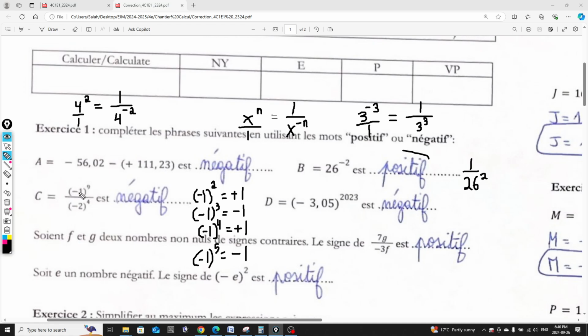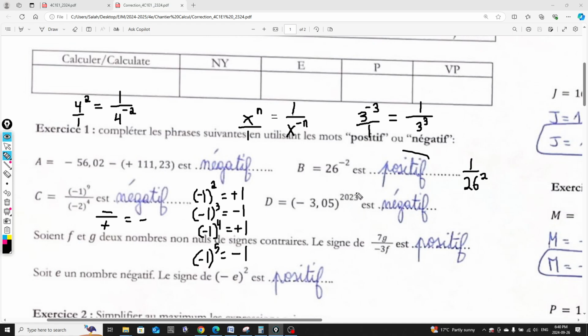So when I take a look at this one, this is negative 1 to the power of 9. 9 is an odd number. So that means that it comes out to a negative. Now this is negative 2 to the power of 4, and we said that anything to the power of 4, whether the base is positive or negative, doesn't matter. Anything to the power of an even number is going to be positive. So here you've got a negative value divided by a positive value. Well, that's going to give you a negative value, and that's why this one right here is negative.